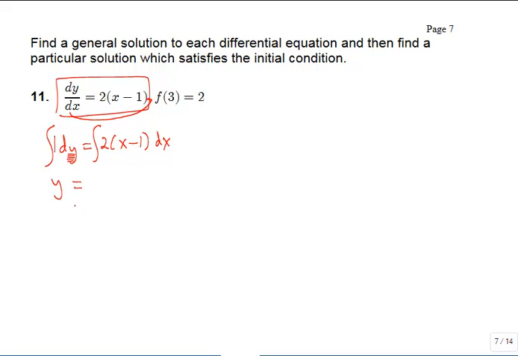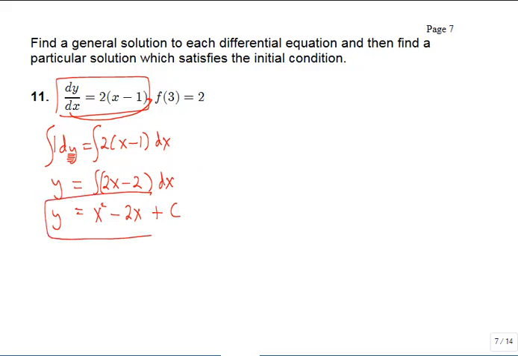On the right side, we can do a little bit of work here. We can distribute that 2 across, and then we're just going to integrate each of these two terms. So what function has 2x as its derivative? Well, that's just x squared. And what function has 2 as its derivative? That's just 2x. And then we have a plus c on the end.